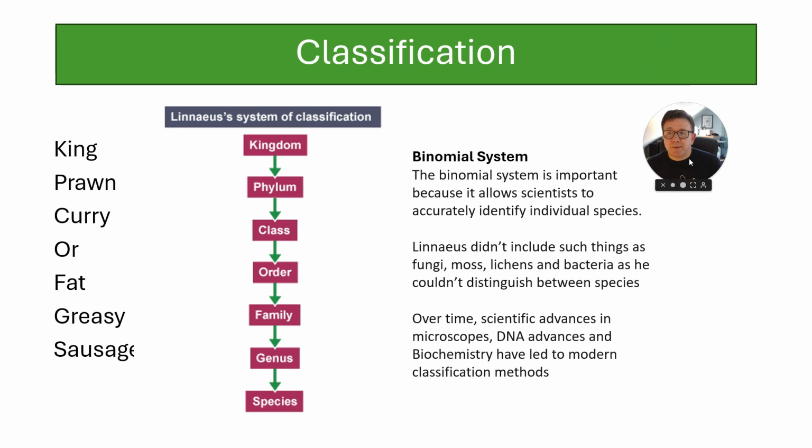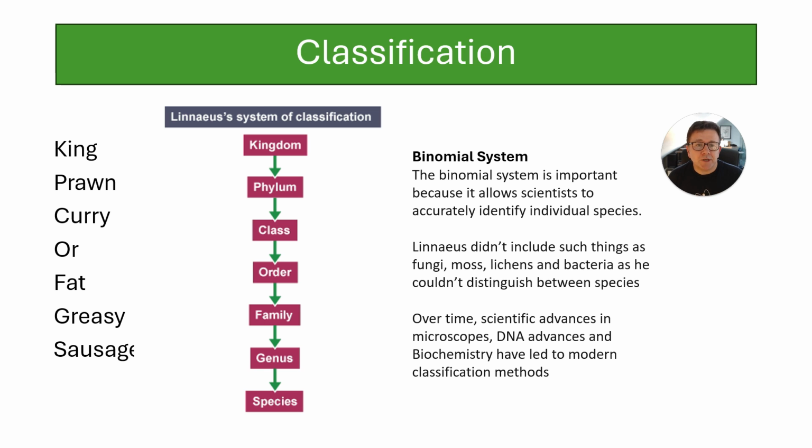Classification, again, didn't come up. A good way of remembering Linnaeus's system of classification. That's quite a lot to remember, isn't it? So I always tell my class, king prawn curry or fat greasy sausage. You just got to know what that means, obviously. But king prawn curry or fat greasy sausage is a good way of remembering Linnaeus's system of classification.